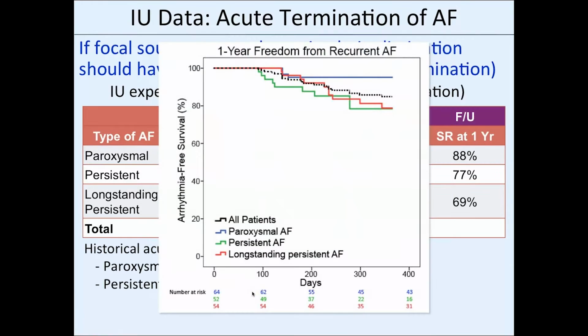This is a Kaplan-Meier curve from our series. It's soon to be published. We have very good freedom from atrial fibrillation in the paroxysmals, not terrible in the persistent and long-standing persistent. And this is going out to actuarial one year, about 83% freedom from atrial fibrillation in our series.